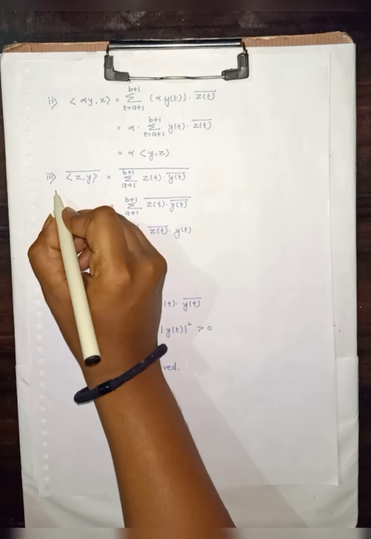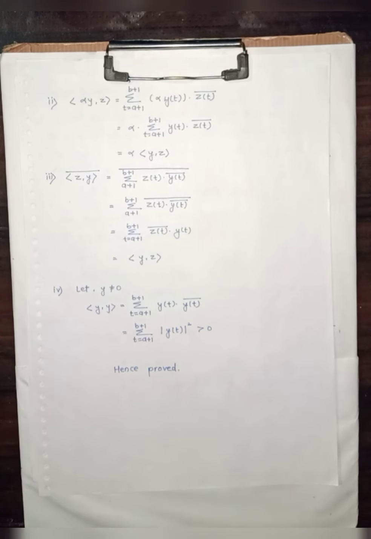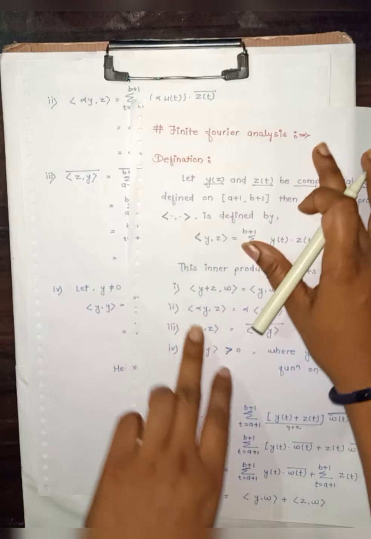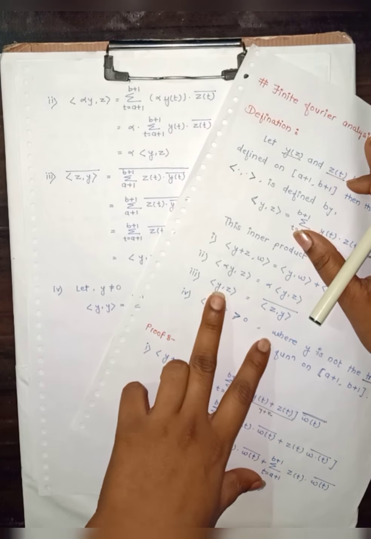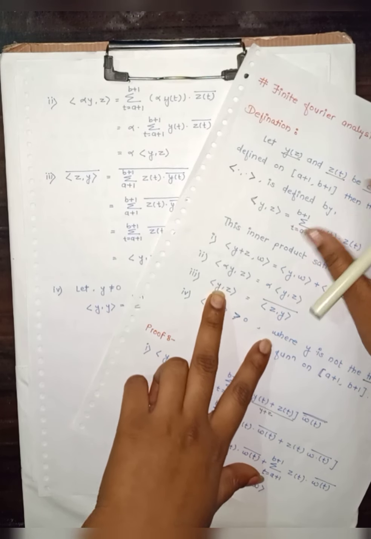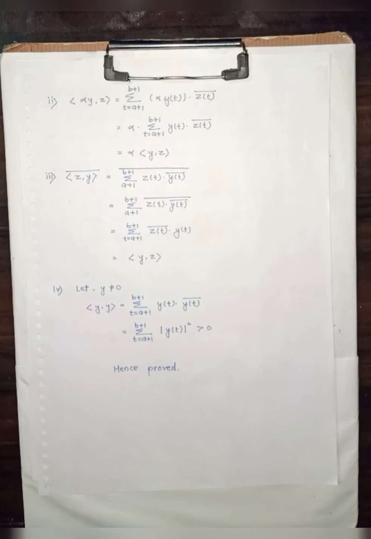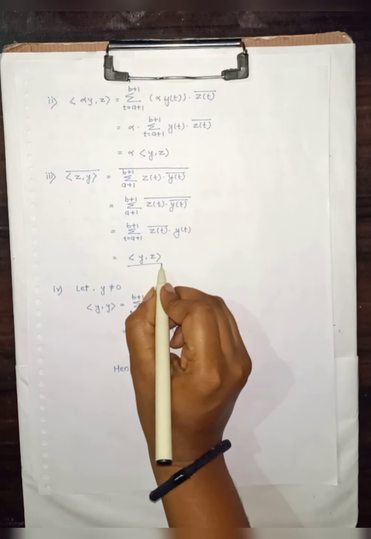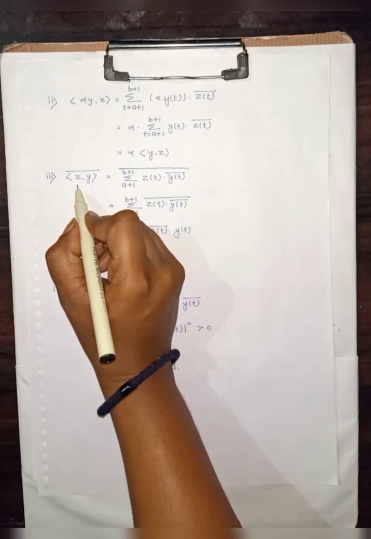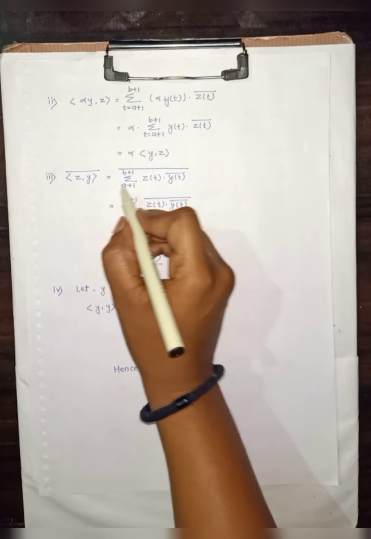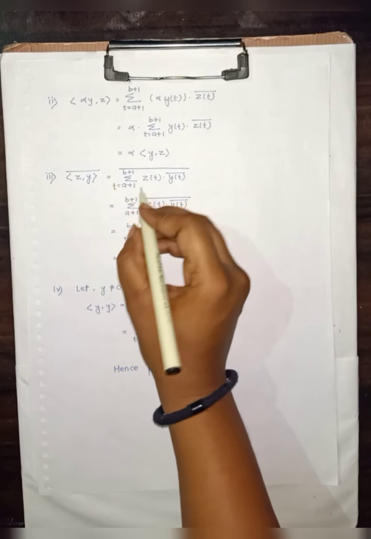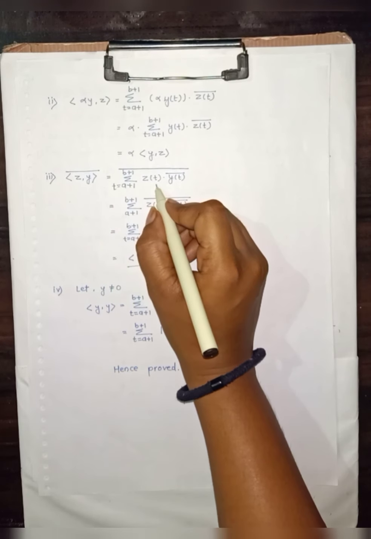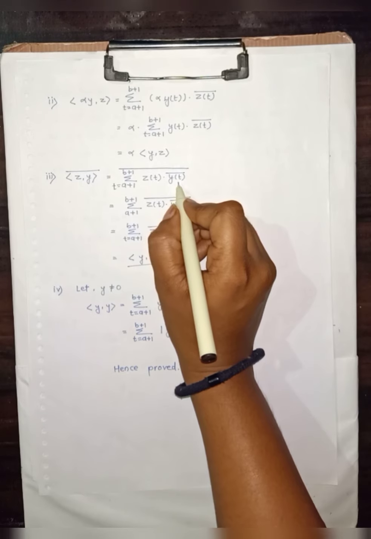Now we will move towards the third property. So the third property will be the conjugate of the inner product of z and y. This was our right hand side and we have to prove this. So we have taken the right hand side and we will prove the left hand side. So the conjugate of the inner product of z and y equals summation over t equals a plus 1 to b plus 1 of z of t and y of t conjugate.